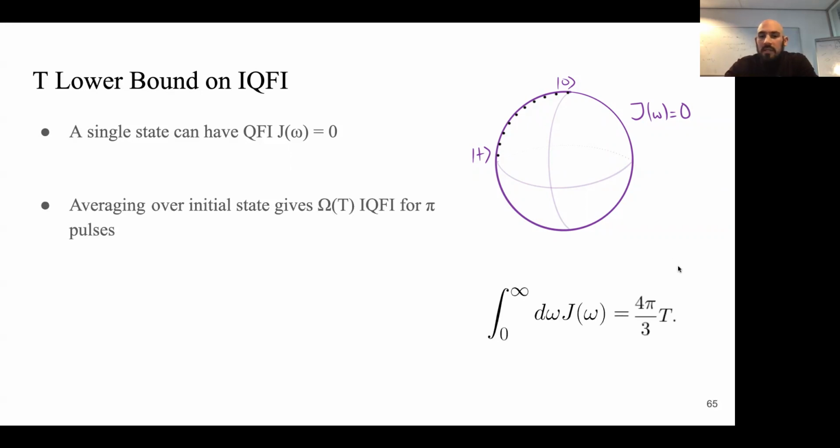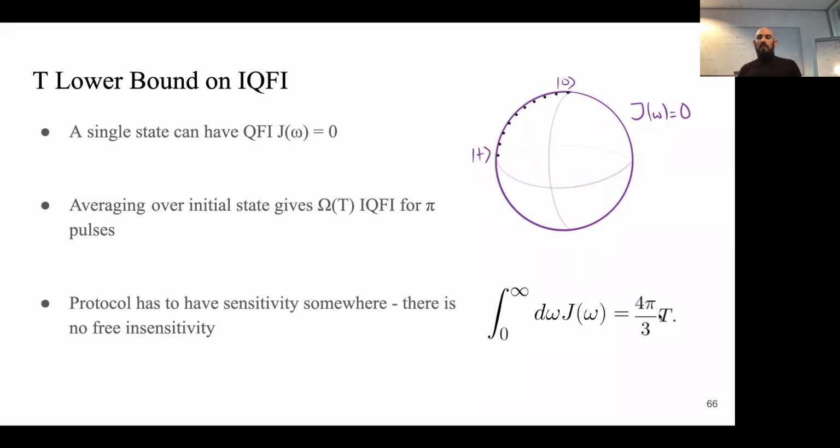But if you average over the initial state, at least for pi pulses, you can show that you accumulate integrated Quantum-Fisher information that's 4 pi over 3t. What this says is that if you have a protocol that consists only of pi pulses, then there's also no free insensitivity. So it's kind of a converse result. Before it was, if you have sensitivity somewhere, you necessarily don't have sensitivity somewhere else. A lower bound like this says that if you have insensitivity somewhere, then you necessarily don't have insensitivity somewhere else, which matters for things like dynamical decoupling sequences where you want to suppress your sensitivity to noise at some frequency. At least with pi pulses, that means you're going to be sensitive at another frequency.